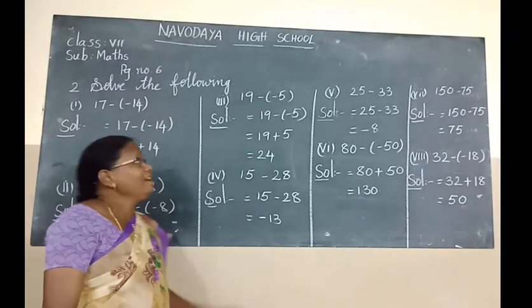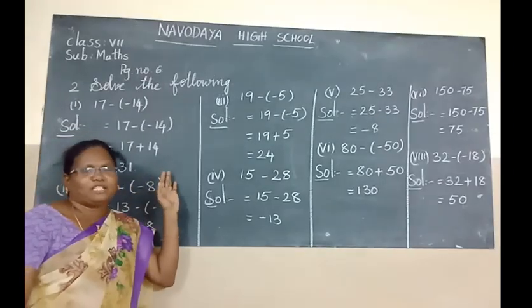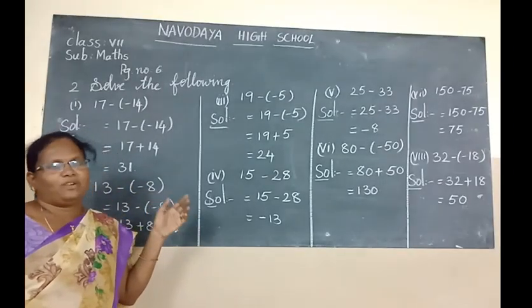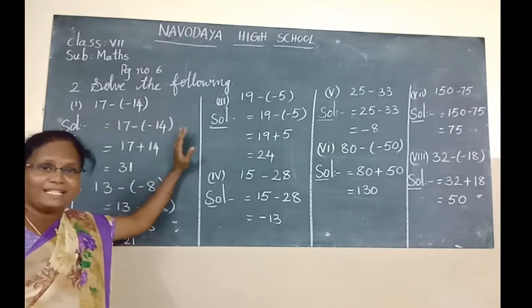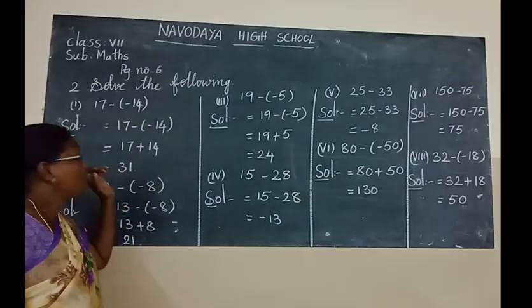Good morning children. Yesterday before class we said first Roman: represent the following subtractions on a number line. Today we have discussed that exercise, only second Roman. Solve the following. 17 minus of minus 14.